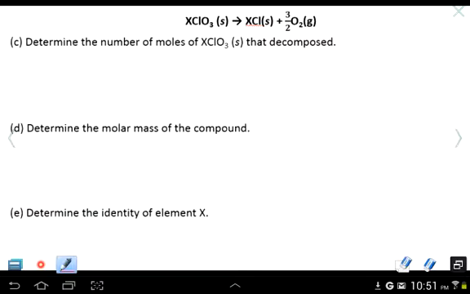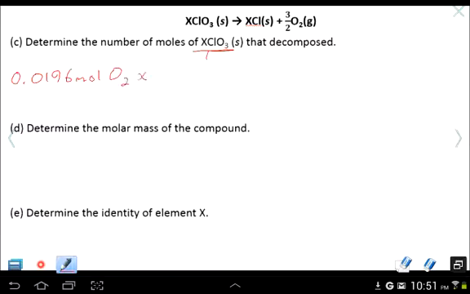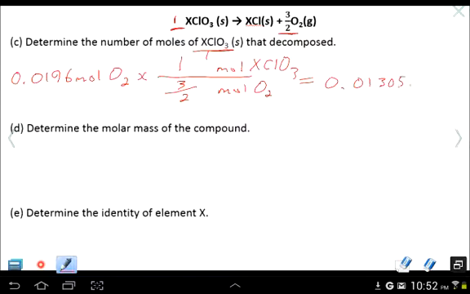C says determine the number of moles of the chlorate that was decomposed. So here it's a stoichiometry problem. Since we know from the previous slide we have 0.0196 moles of oxygen, simple stoichiometry, we'll go from moles of oxygen to moles of XClO3, and it's 3 oxygens to 1. That's a bit strange, but you can easily put 3 down here to every 1. We're just doing the same thing we did before. And then if you multiply this out, you should get 0.01305 moles of XClO3. So a quick little stoichiometry problem.